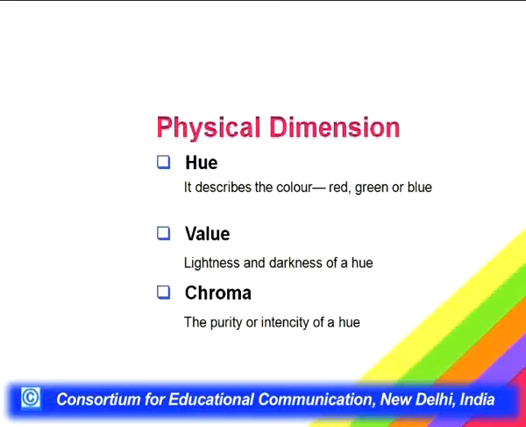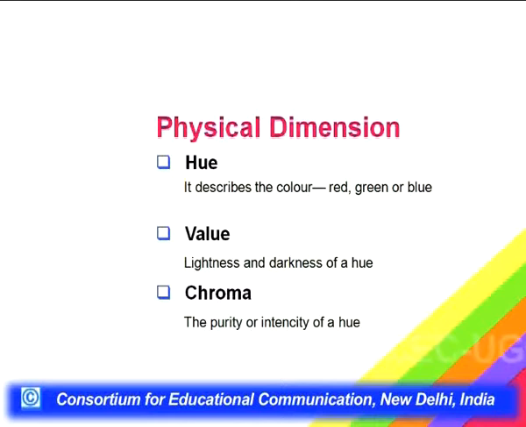Now, second aspect we'll have to understand, that is a physical dimension. We have heard the word hue. Hue is nothing but a color. A color is described by hue. When you talk about red color, that means red hue is there, that's why we can perceive the color red. Green hue is there, that's why we perceive it as green. Blue hue is there, that's why it is a blue color. That means hue is synonymous to the color.